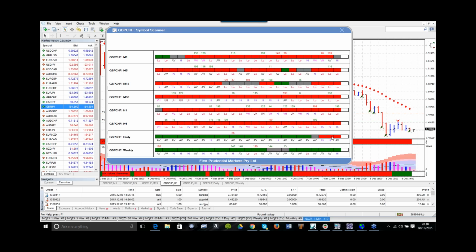Would you be short? Well, I'm already short. You can see where my entry is. But would you be short or long in that instrument based on the information provided by the alert system?